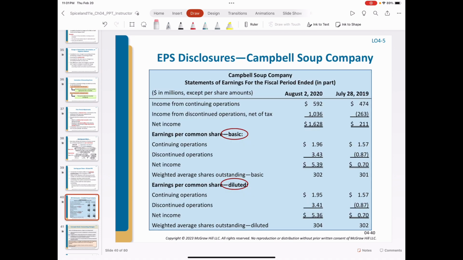Here is an example. The basic earnings per share for net income is $5.39, while diluted earnings per share for net income is $5.36. The 3 cents difference is a decrease. The reason is diluted effects. We can also see the weighted average number of shares outstanding increase.